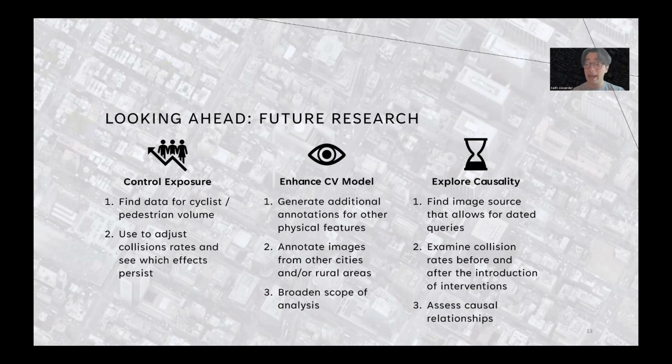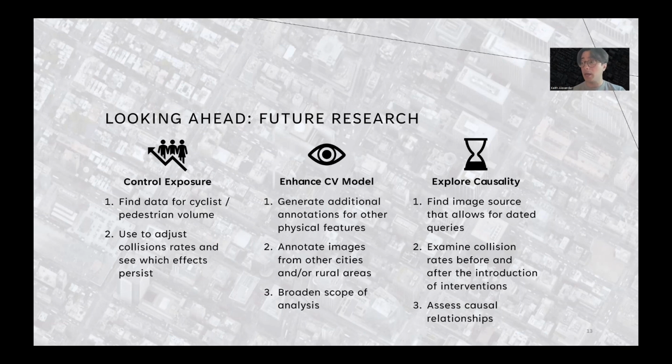Second, we could aim to enhance the computer vision model that was used to extract those features. Specifically, two things could be done. There could be an attempt to train that model to identify other features. We could think about signage or traffic lights and other things that are meant to mediate traffic flow, and add that to our analysis and see which of those features are important in predicting traffic collision rates. And second, we could try and adjust the model to account for other locations, other cities, as well as rural and non-urban environments, and see which of these effects persist across different geographic areas.